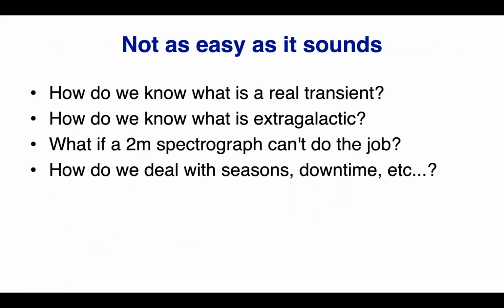Okay, so that's basically the goal of the survey. We want to classify all the transients that are extragalactic and in the sky and found in public alerts to about 18.5 magnitude. But while that sounds quite simple, there are quite a few complications that arise in practice, which I'll talk about in some detail. So one question is, how do we know what is a real transient in the first place?